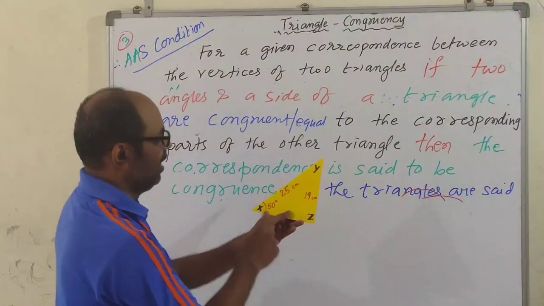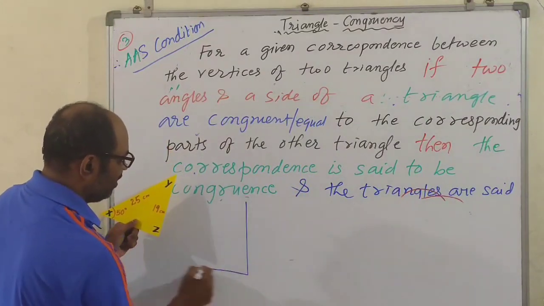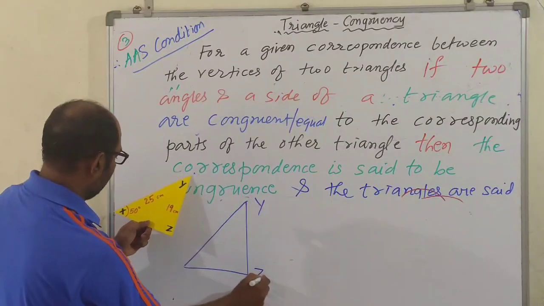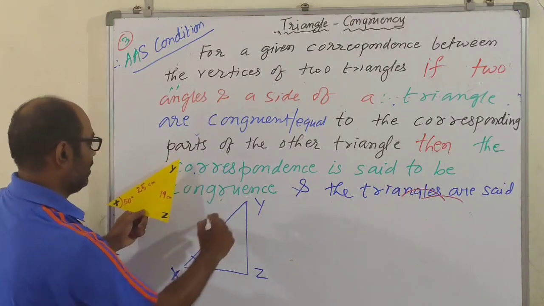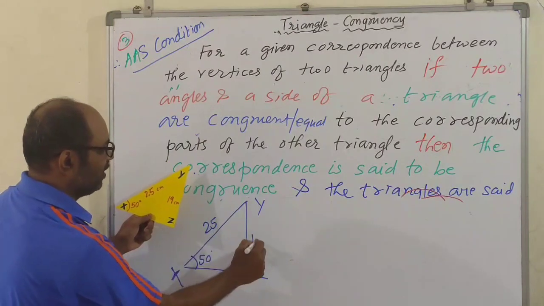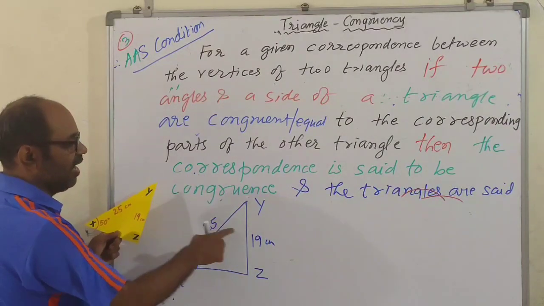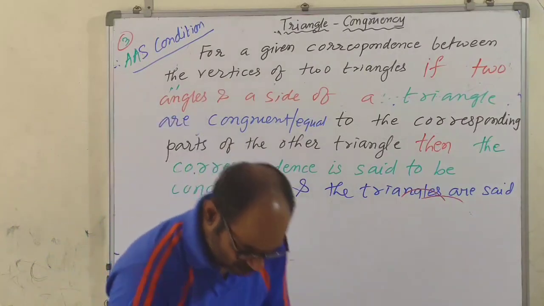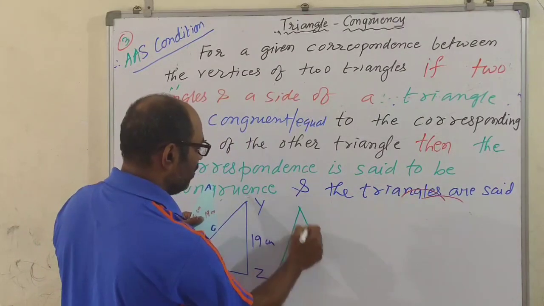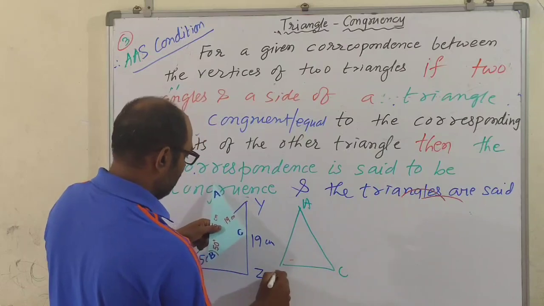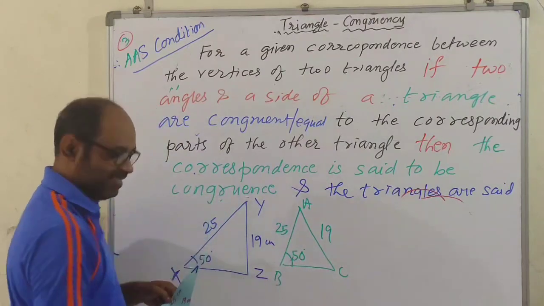Here I've got one triangle XYZ. Can you see that? Triangle XYZ. This is Y, this is Z, this is X. 50 degree angle X. XY is 25 centimeter and YZ is 19 centimeter. So you have angle, then side, and then side. There is another triangle with similar measure. Here it is. This is triangle ABC. A, C, and B here. This is 50 degree. This is 19, and this is 25 centimeter.